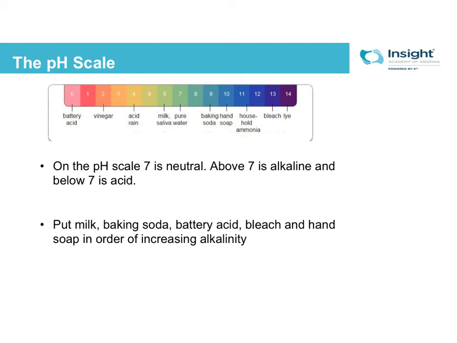All right, so on your pH scale, 7 is neutral, above 7 is alkaline or basic, and below 7 is acidic. So keeping that in mind, put milk, baking soda, battery acid, bleach, and hand soap in order of increasing alkalinity. All right, so lowest alkalinity, lowest pH. So increasing basicity. So we're going to go from acid to base.